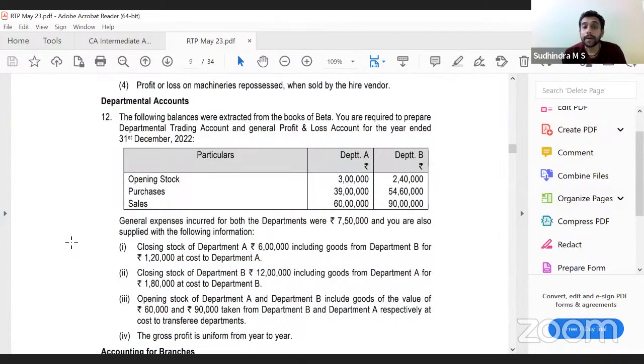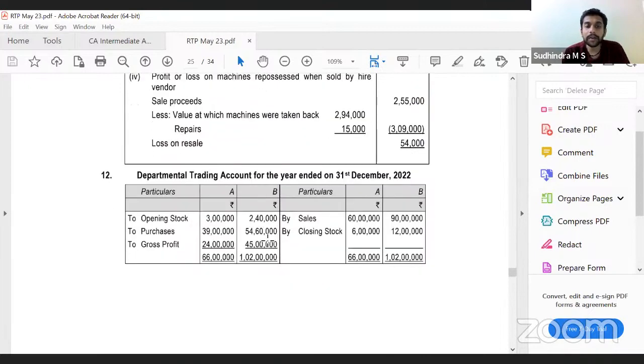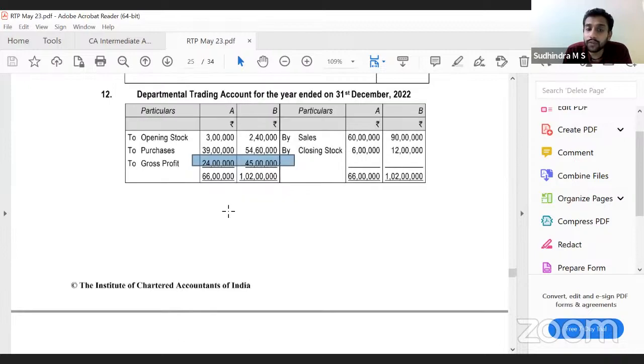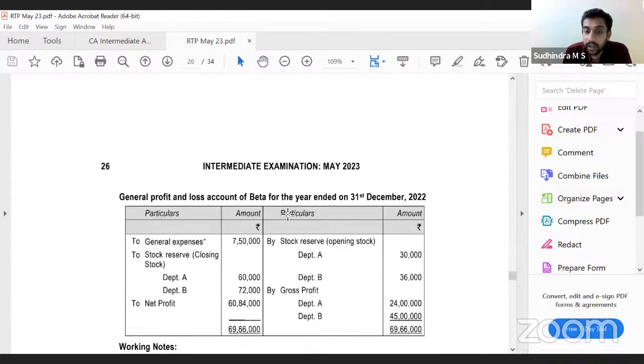We have to prepare the departmental trading account and general P&L account. First, we'll prepare the departmental trading account. In general P&L, this 7,50,000 will be part of the general expenses. In the departmental trading account: opening stock, purchases, sales, closing stock, gross profit. That is straightforward, no adjustments there. This gross profit we transfer to the general P&L account, where we bring the gross profit, then general expenses.